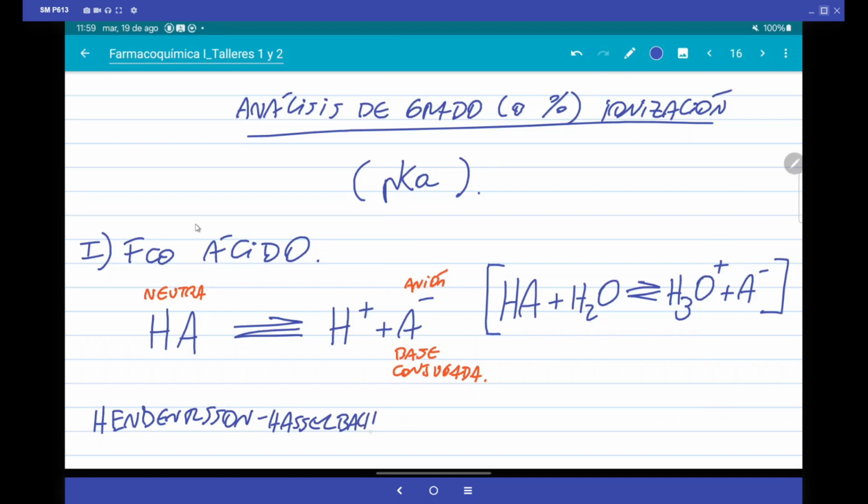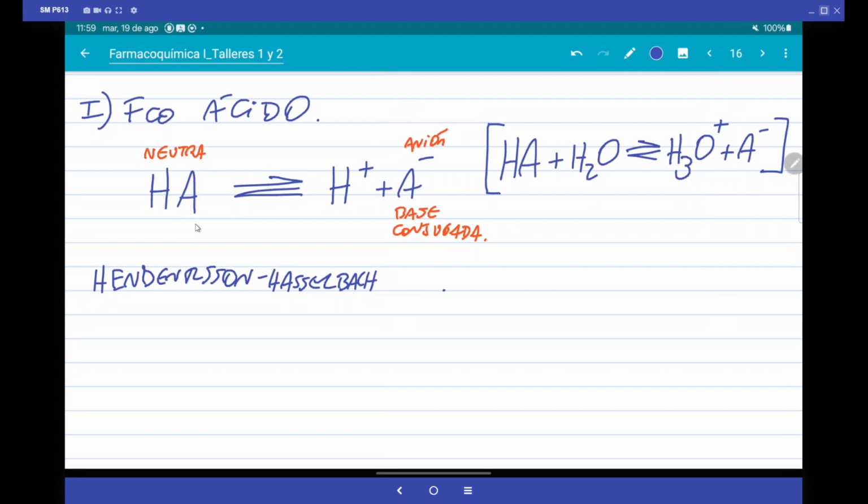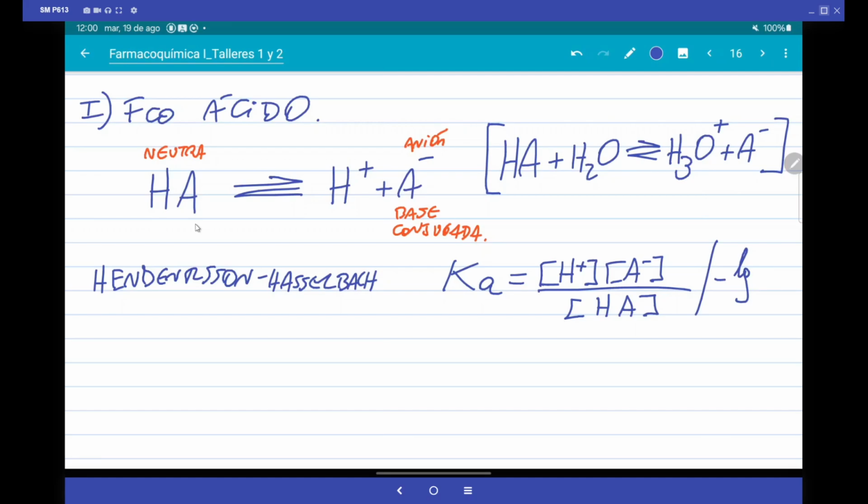The Henderson-Hasselbalch equation in its logarithmic form: any process of this type is quite simple to describe. You know it from general chemistry. The constant Ka is equal to the products in molar concentration divided by the reactants. Here I am going more or less quickly because I know that you already know this. The only thing I am going to do is rearrange this a bit, and we are going to apply the logarithm base 10 on both sides.